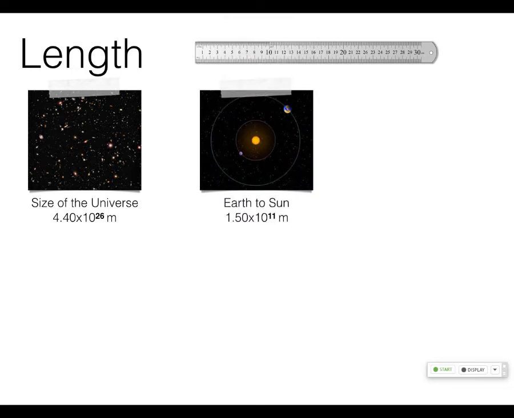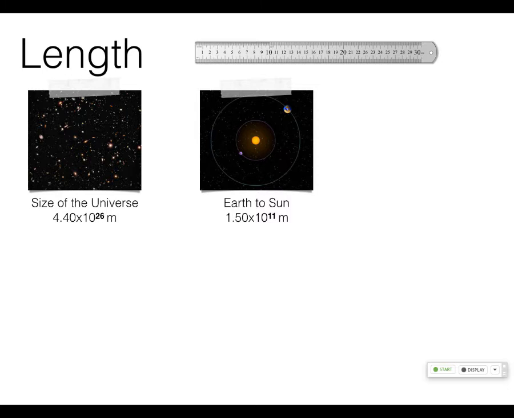So, anyway, distance from the Earth to the Sun. So, the size of the universe, 10 to the 26th. Okay? And that, the order of magnitude, is 10 to the 26th. I'm going to use the term order of magnitude a lot. What do I mean when I say order of magnitude?